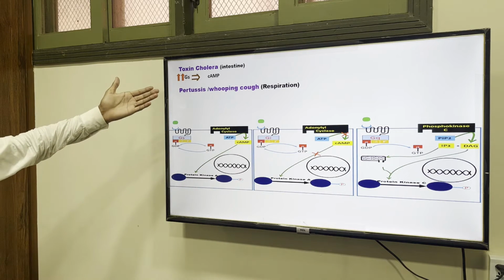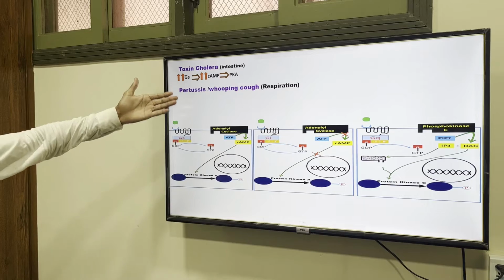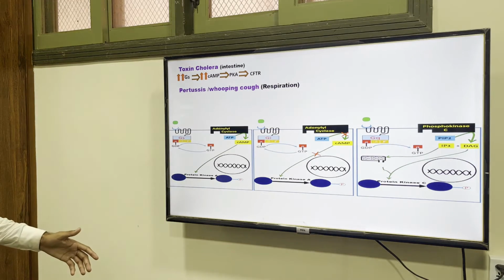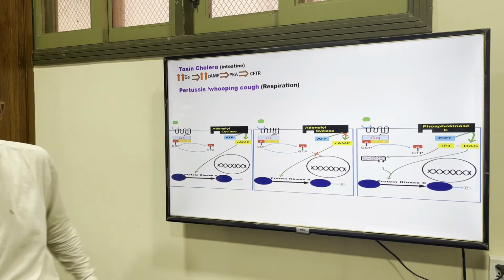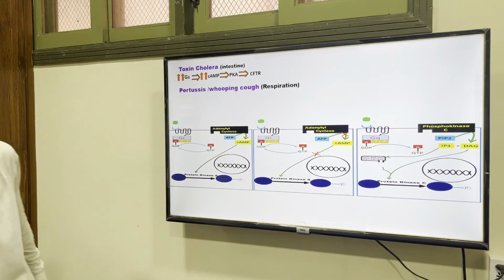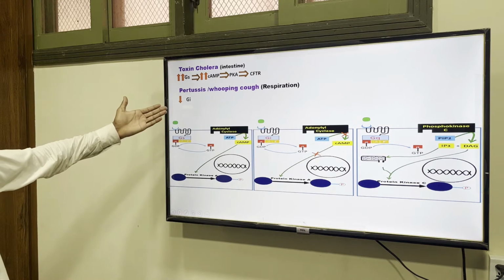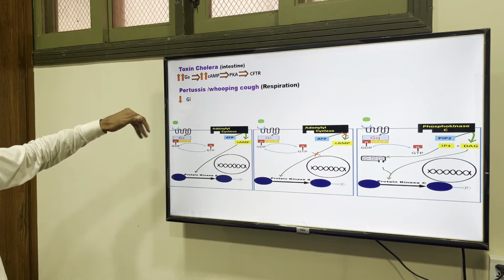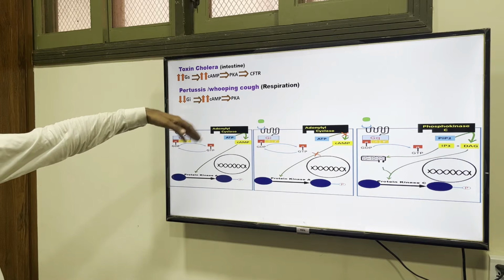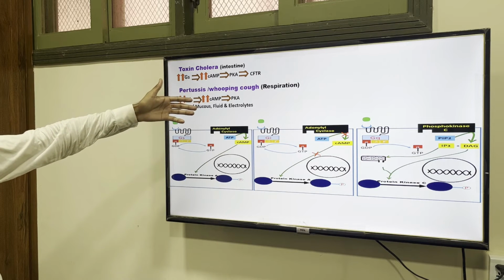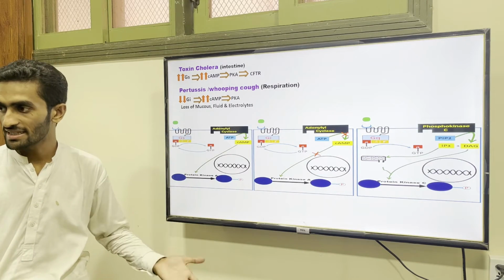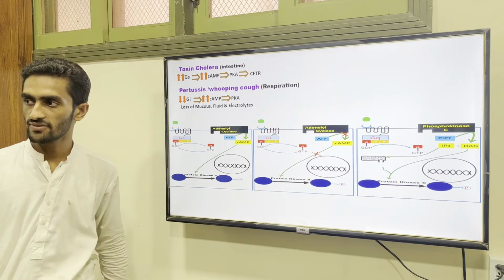So what will happen? Cyclic AMP will be more, and PKA, the protein kinase, will be activated more. Which will activate the CFTR. Okay, if GI function is lost or decreased, that will also increase cyclic AMP, and PKA function will go up, and this causes the loss of mucus and fluid and electrolytes. That's why they call it a diarrhea condition, because they lose different electrolytes.